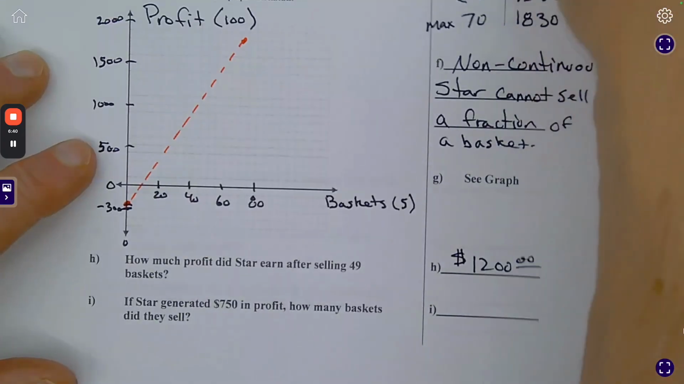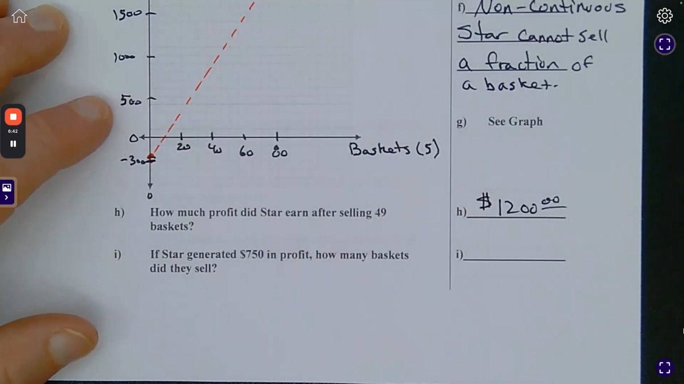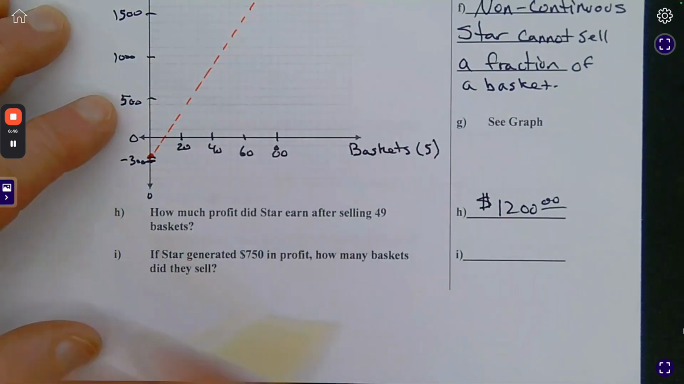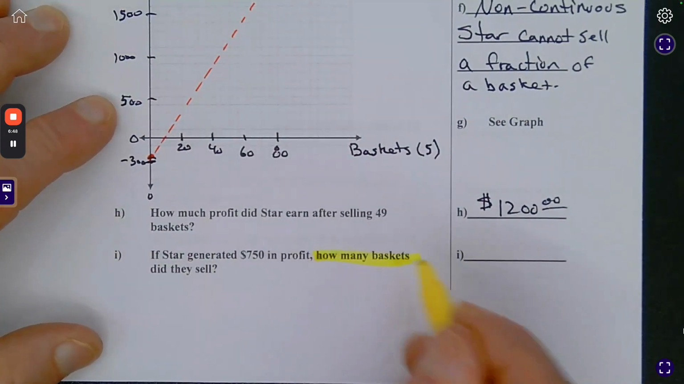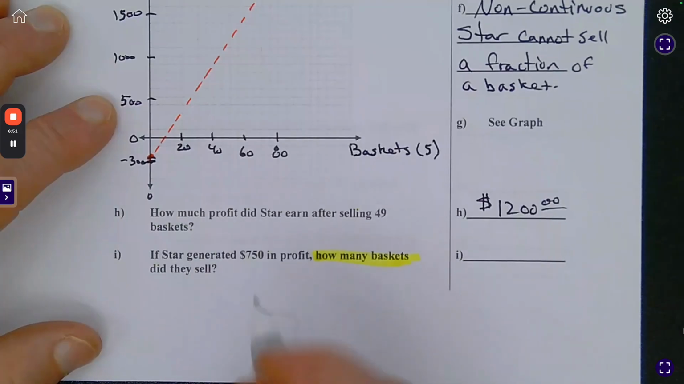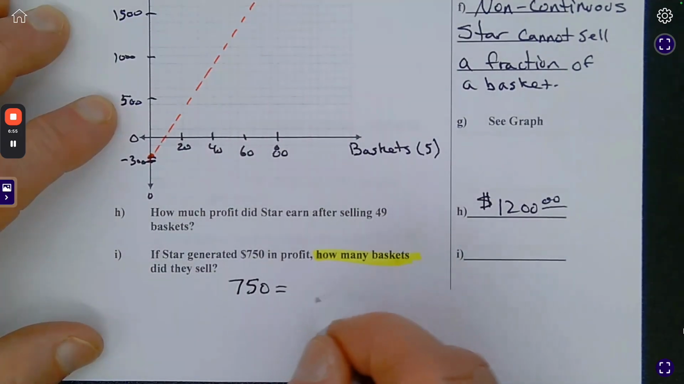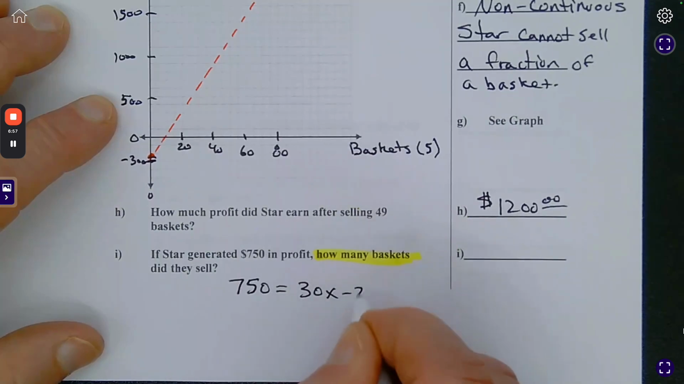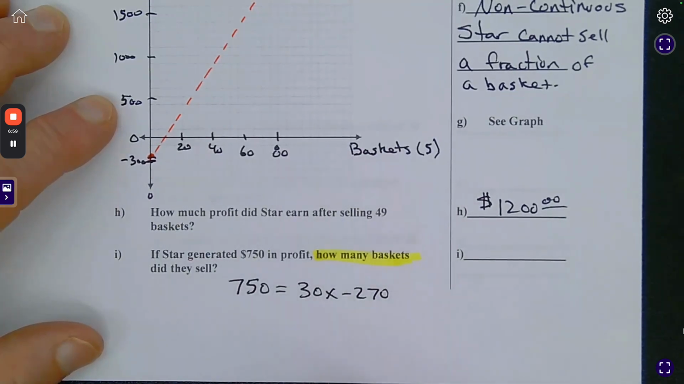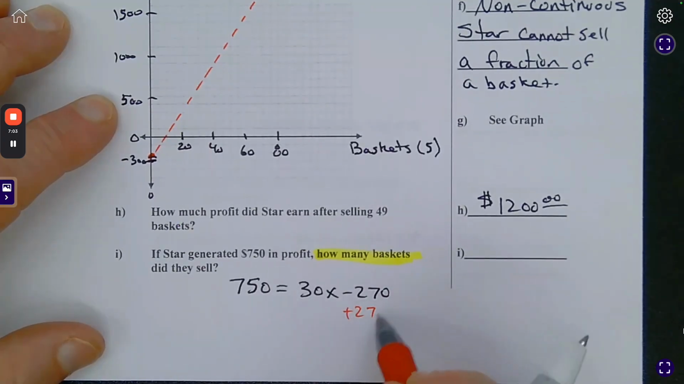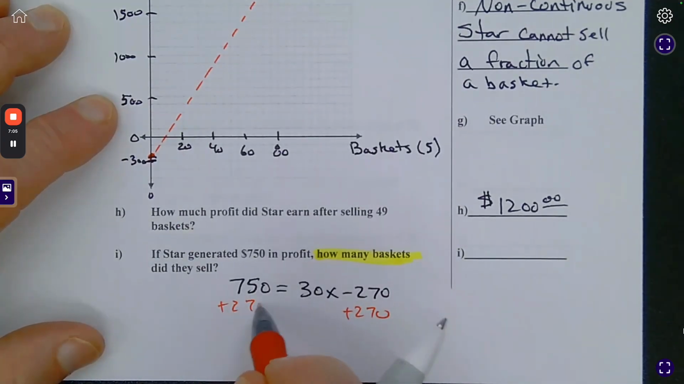Okay, if Star generated 750, how much profit or how many baskets did they make? Notice the question is, how many baskets, right? That's the X. So the output becomes 750, and you set that equal to the function rule. And now solve that for X. So add 270 to both sides. I want to solve this for X. That gives me 1,020.